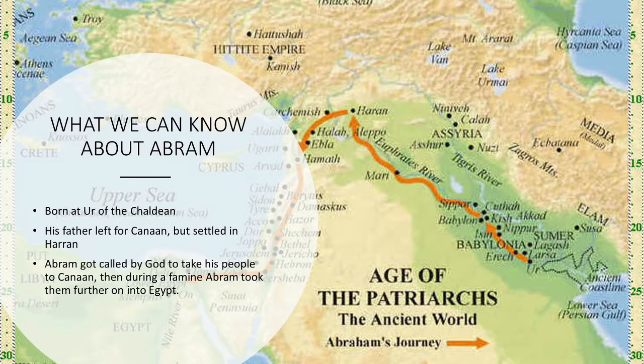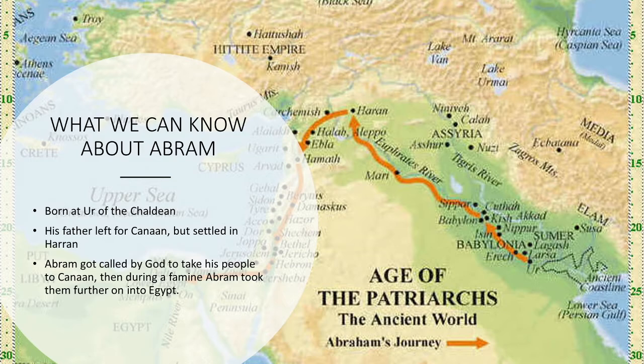Ur of the Chaldees was a coastal Sumerian city-state during an intermediate period in Sumerian history. An intermediate period is a time between dynasties. And if you look on the map, you will note down in the corner, you can see where the ancient coastline was.